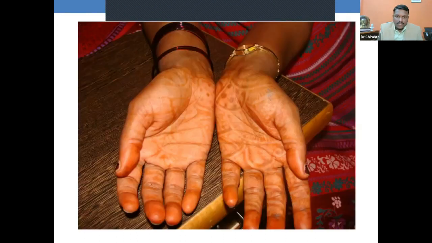And she got divorced, actually. Her eruptions were completely gone with homeopathy, and you can see the mehendi in her hand. She got married for the second time. So homeopathy not just cures the disease, but gives the patients a new life.